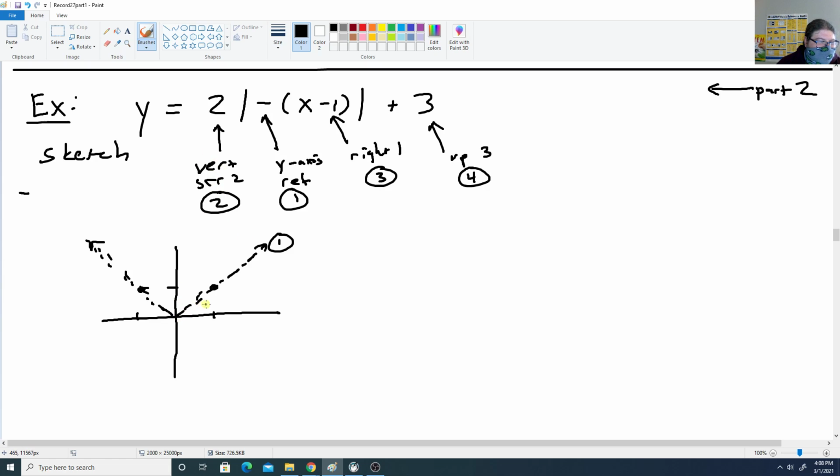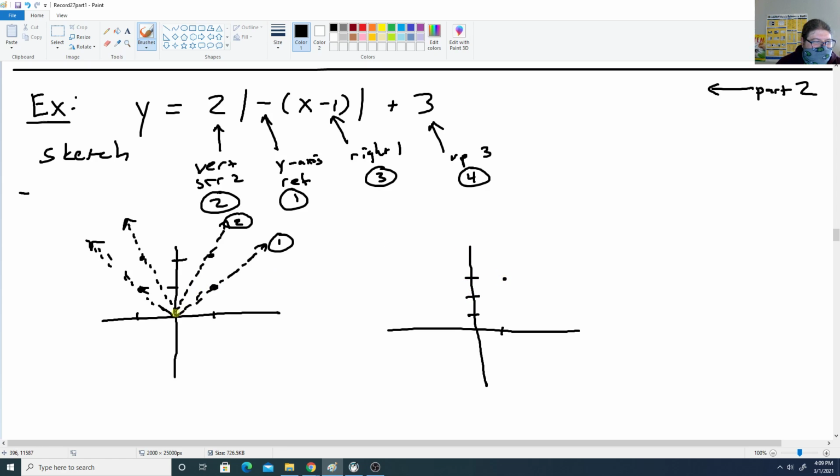Next we do a vertical stretch by 2, which is going to double the vertical distance of your function. So we'll get a much narrower absolute value V shape. This is where we're at after the vertical stretch. And then we're going to move that narrower V shape right 1 and up 3.